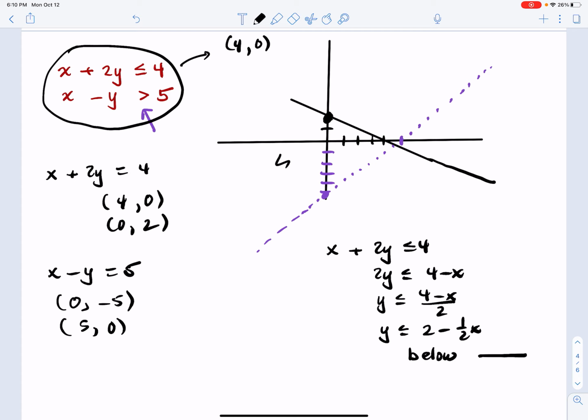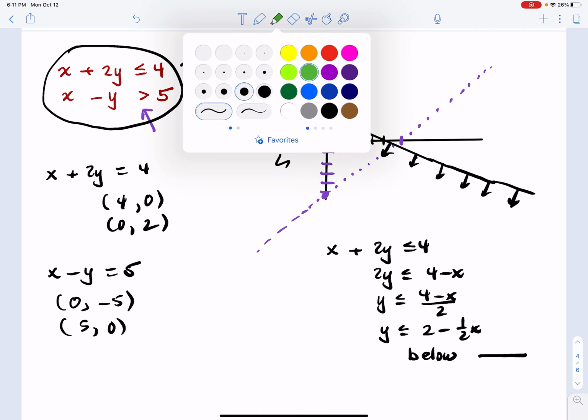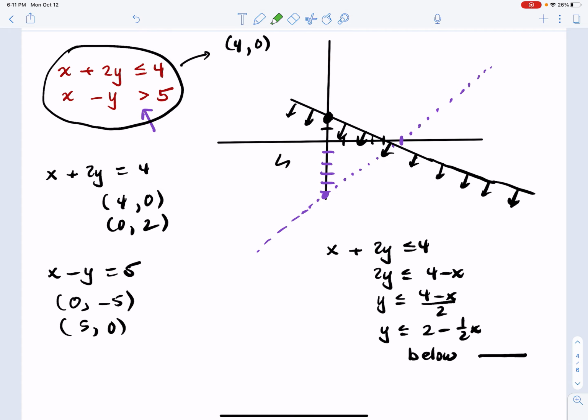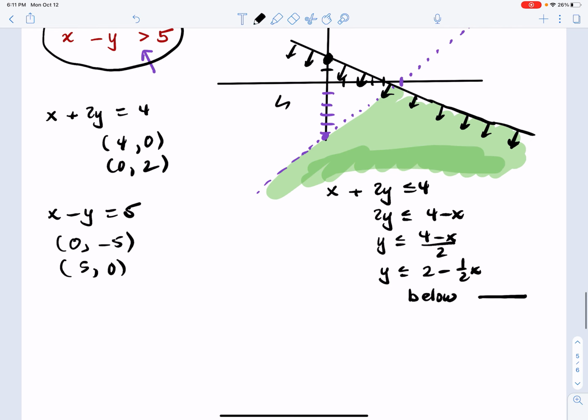Which already tells me I'm either here, which I'm going to draw arrows to show. And keep in mind, we already checked (0, 0). So right away, we now know, if I have to be below the first line, I have to be down here. So that must be my feasible region, anything below those lines. But I'm going to double check the other one anyway.